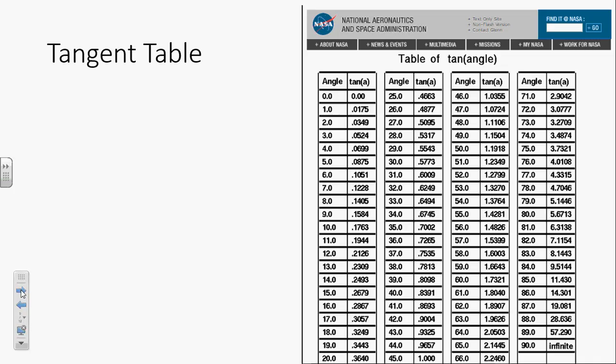So where do these angles come from? Well, since we know that these ratios are consistent, it doesn't matter how big the triangle is, as long as it has the same angle, it will have that same ratio of opposite over adjacent. Back in the old days, we used to have a table in the back of our textbooks, and that table would have all the angles between 0 and 90 degrees, and it would have a listing of the tangent of those angles. That is now stored in a scientific calculator.